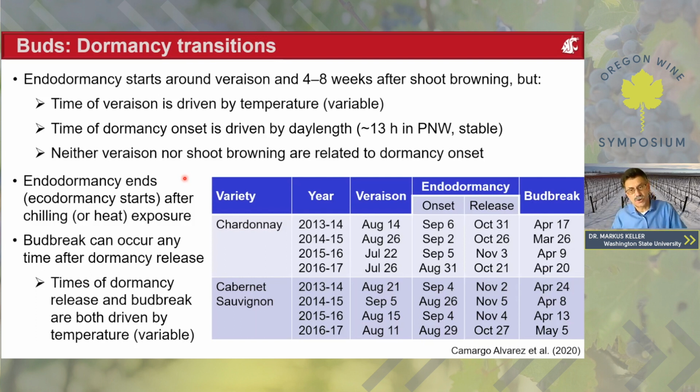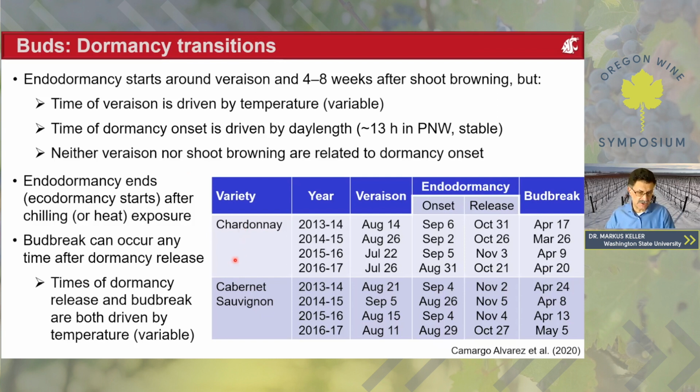The timing of dormancy, on the other hand, is driven by day length. In our climate, this is about 13 hours day length. So late August, early September is when our buds typically go dormant. That, of course, is a stable cue. So it doesn't matter what you do to the vines, whether you crop them really heavily or you pull the crop off very early or whatever you do, the vine is able to perceive the length of the day and then tell its buds to go dormant at the same time of year every year.